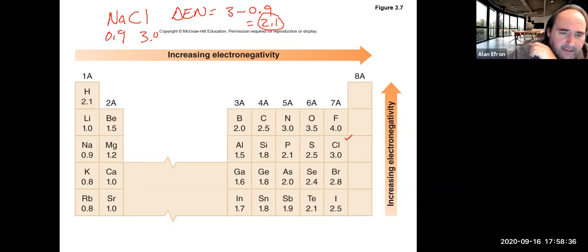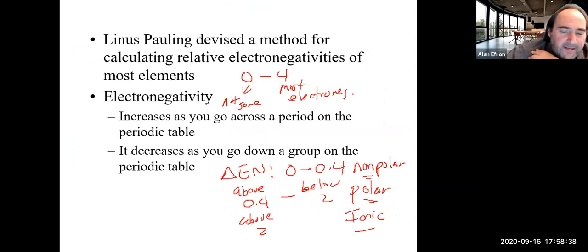And if we look back, which I think will answer your question as well, if we look back at our cutoffs here, anything above 2 is an ionic bond, which is what we would expect. Anything from basically 0.5 to 2 is a polar bond, and anything from 0 to 0.4 is nonpolar.